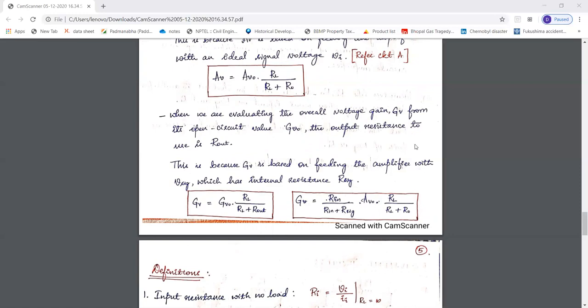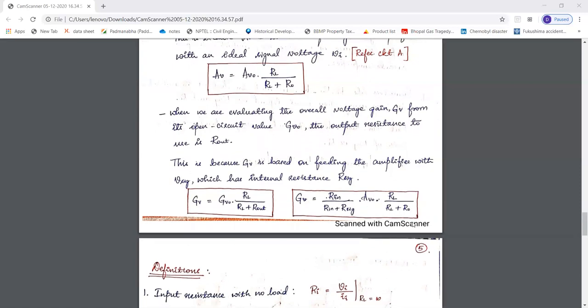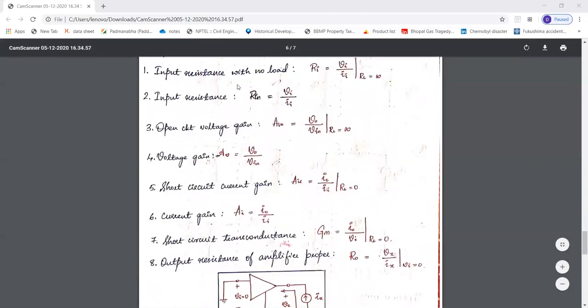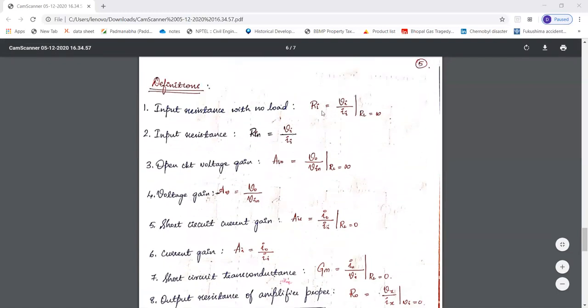So RSIG also should be included in this formula, so that this particular formula will be modified into Rin by Rin plus RSIG into AV naught into RL by RL plus R0. And coming to the definitions of various parameters, the input resistance with no load is given by Rin equal to the input voltage by input current when the load resistance is equal to infinity, because no load. And input resistance is simply Rin equal to VI by II.